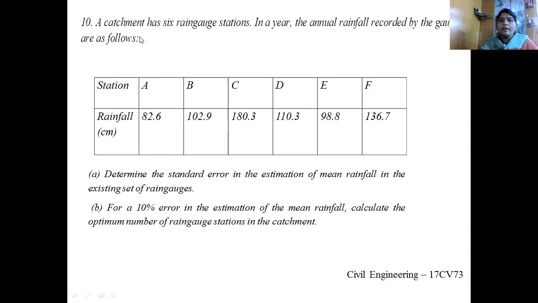And moving on to the next problem, that is optimum number of rain gauges. How do we calculate that? So our catchment has already 6 rain gauge stations, and the rainfalls are recorded in those rain gauge stations. Now we have to find out standard error in the estimation of mean rainfall. And for a 10% error, how do we calculate optimum number of rain gauges?